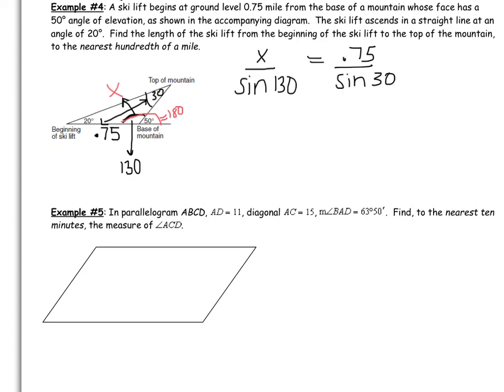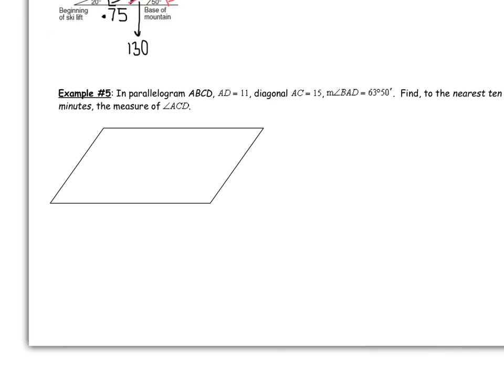And let's set you up with 5. So it says in parallelogram ABCD. So when we label a parallelogram, we have to label it either clockwise or counterclockwise. So notice how I started with A here and went around. You could have started with A here and went around this way. And they tell you that AD is 11 and diagonal AC is 15. And the measure of angle BAD is this angle in here, which is 63 degrees, 50 minutes. Find to the nearest 10 minutes the measure of angle ACD. So this angle in here is what they want.